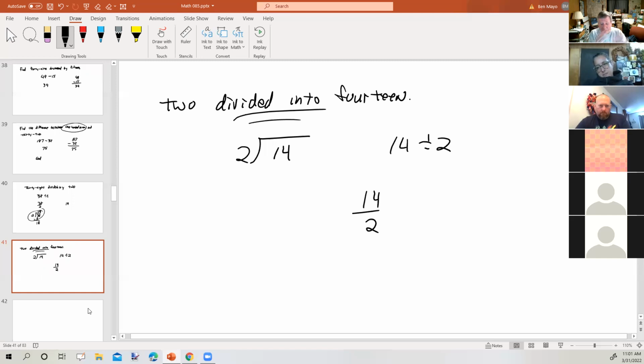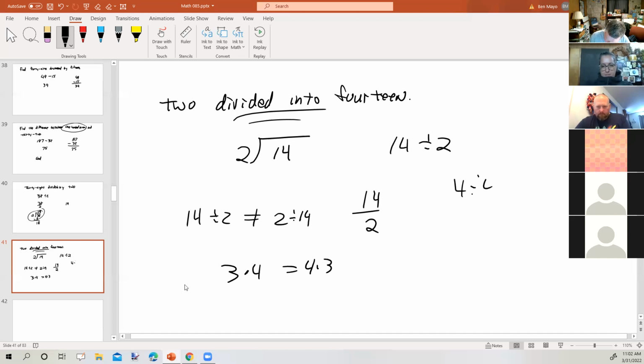Division is not commutative. 14 divided by 2 does not equal 2 divided by 14. Multiplication is commutative. 3 times 4 equals 4 times 3. So you can add 2 numbers in any order. You can multiply 2 numbers in any order, but you can't reverse the order of subtraction or division without getting a wrong answer. There is an example, for instance, 4 divided by 4 does equal 4 divided by 4, but that's okay. In general, it's not commutative.